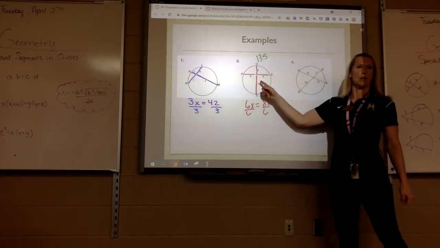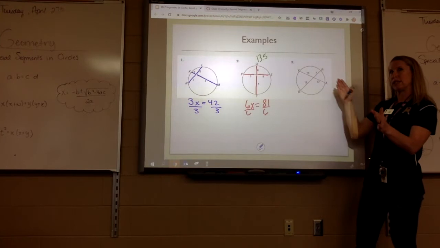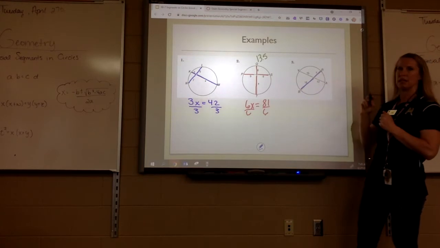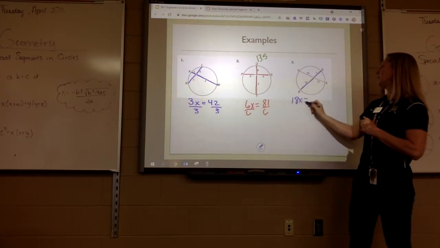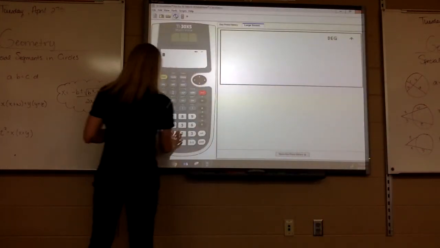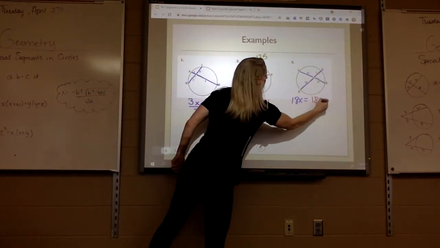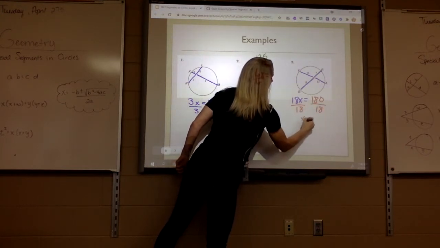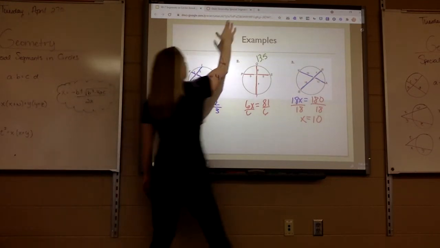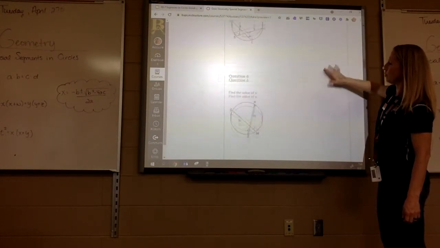So that's number 2 on your assignment, and this one's number 3? Okay. So remember, just stay along the same chord. Don't jump chords. Don't do 15 times x. It would be 18 times x, so 18x. 15 times 12, I don't know what that is. 180. Oh, thank you. You guys are quicker than me. 180 divided by 18. X equals 10. Okay. So there's a few problems like that.